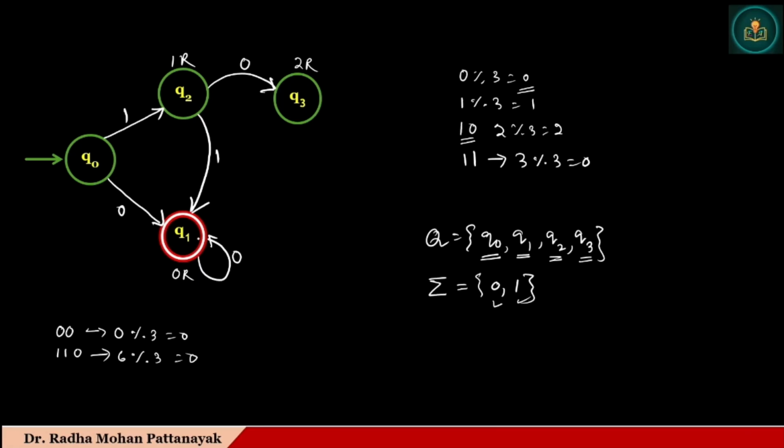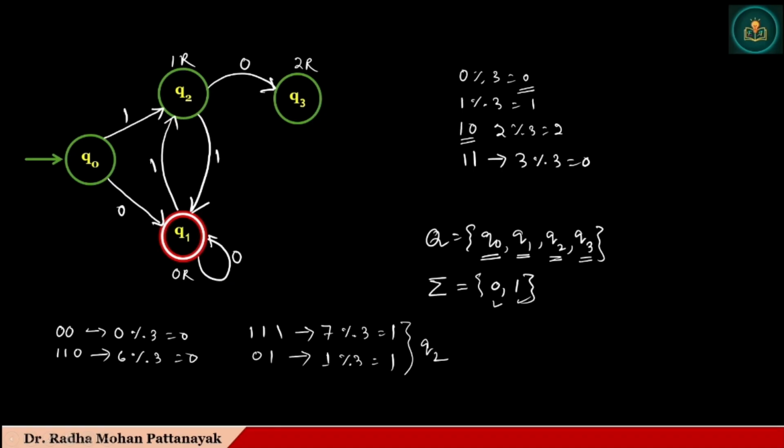Now we will discuss reading 1 on Q1. Then the string may occur as 111 or 01. If it is 111, the decimal value is 7, and 7 modulus 3 equals 1. Similarly, if it is 01, the decimal value is 1, and 1 modulus 3 equals 1. So in both cases, it is reaching the one state. What is our one state? That is Q2. So on Q1, if you read 1, it is moving to Q2.